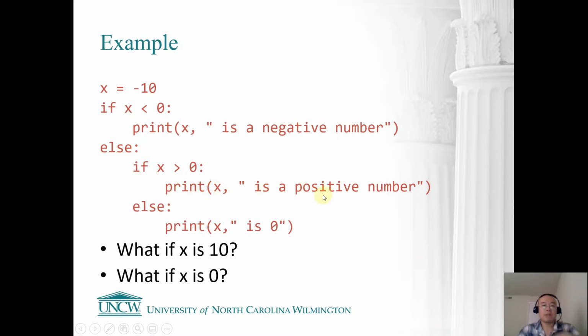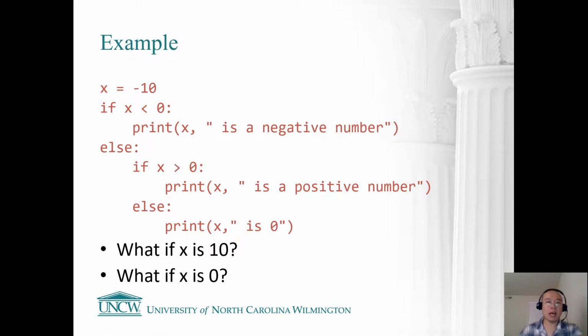And eventually, if x is indeed a 0, we check the first condition, that is a false. We go to the else branch, we check another if, that is also a false. So we are going to take the else inside the else, right? So we print x is a 0.